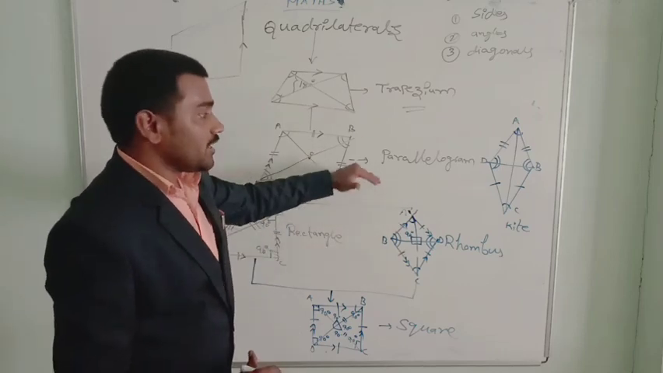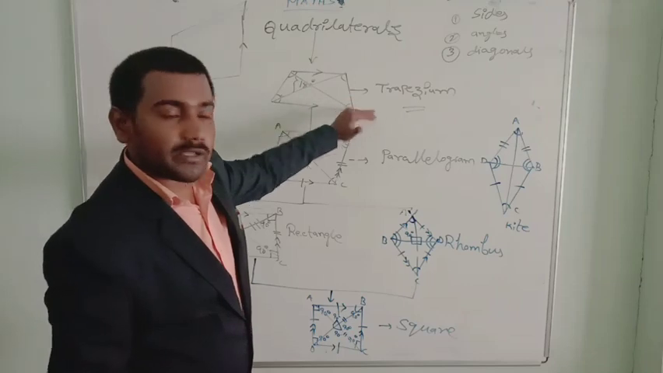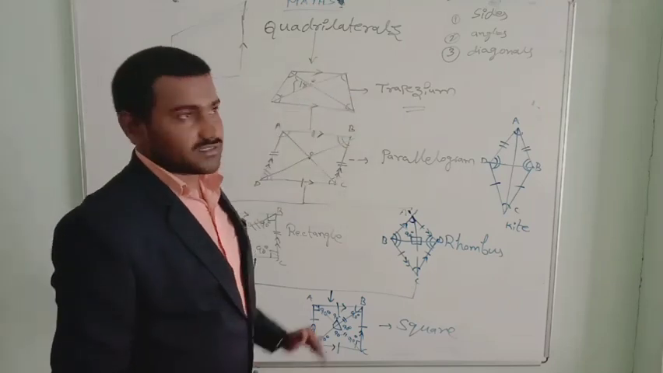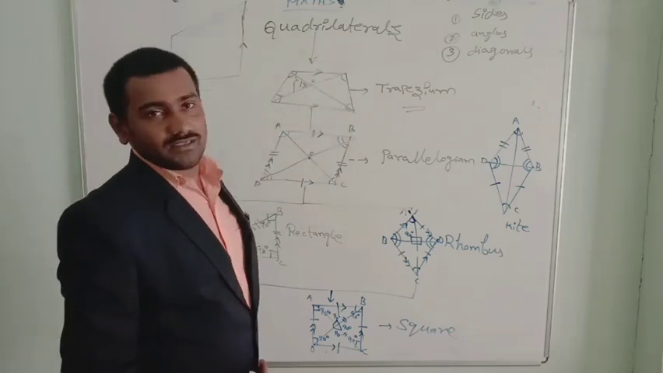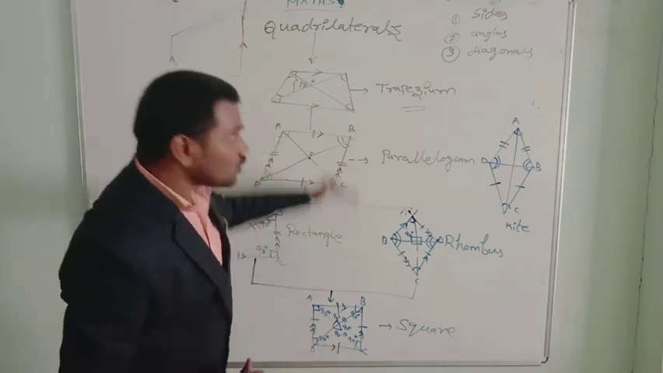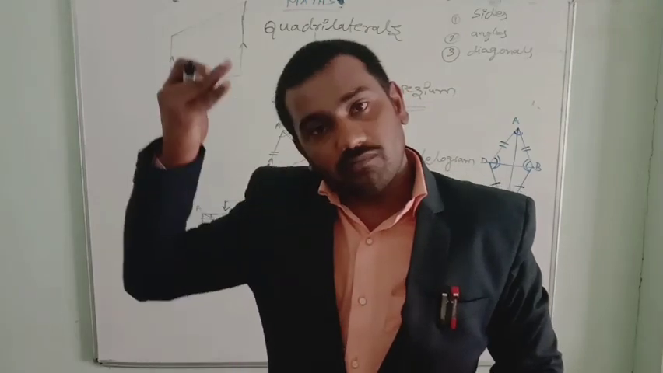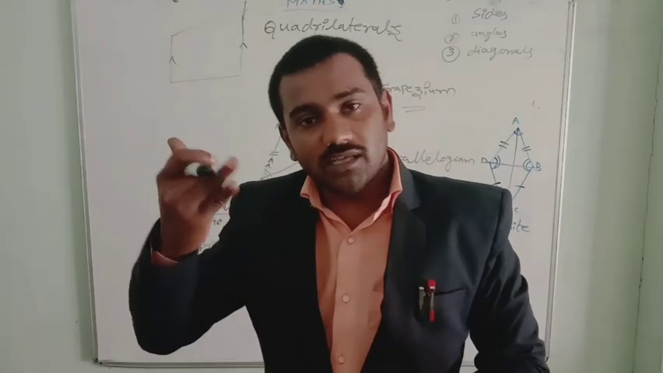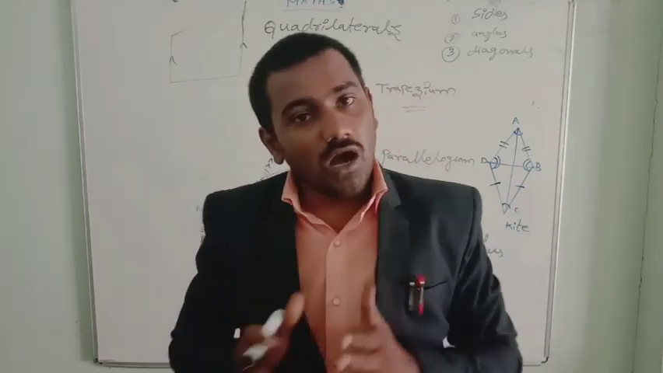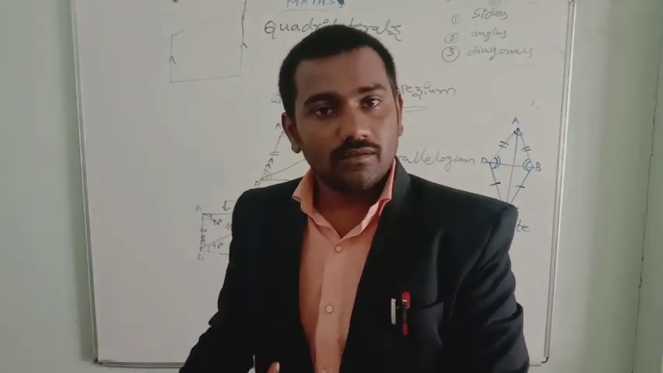Next, come to the parallelograms. All parallelograms are trapezium. All parallelograms are quadrilaterals. All trapeziums are quadrilaterals. That you remember. So bottom to top, it's always yes, yes, yes. All squares are parallelograms? Yes. All squares are rectangles? Yes. All squares are rhombus? Yes. All squares are quadrilaterals? Yes.